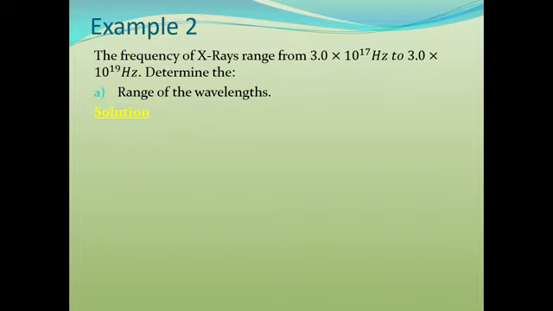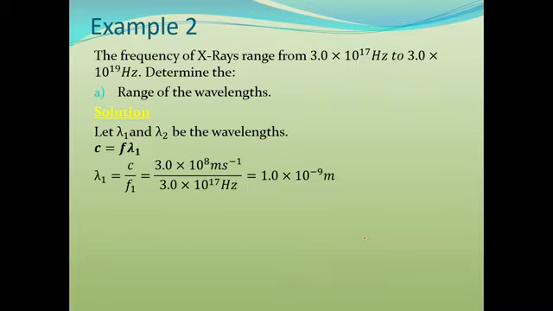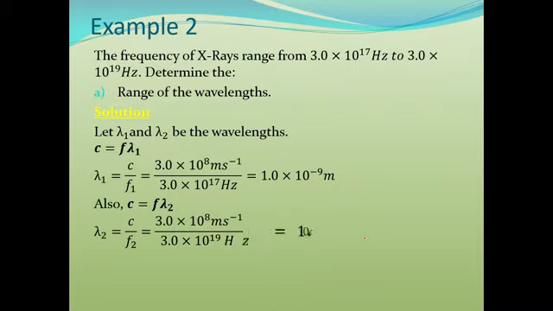First solution. We'll find that we have two frequencies, meaning because we are looking for the range of wavelengths, we'll also have two wavelengths that we're calculating. So let the wavelengths be lambda 1 and lambda 2. The speed of light will be equal to that formula, and if I punch everything correctly, we'll figure out that the first wavelength will be 1.0 by 10 power negative 9 meters. Also, the second wavelength, using the same formula, will simply be 1.0 by 10 power negative 11 meters.